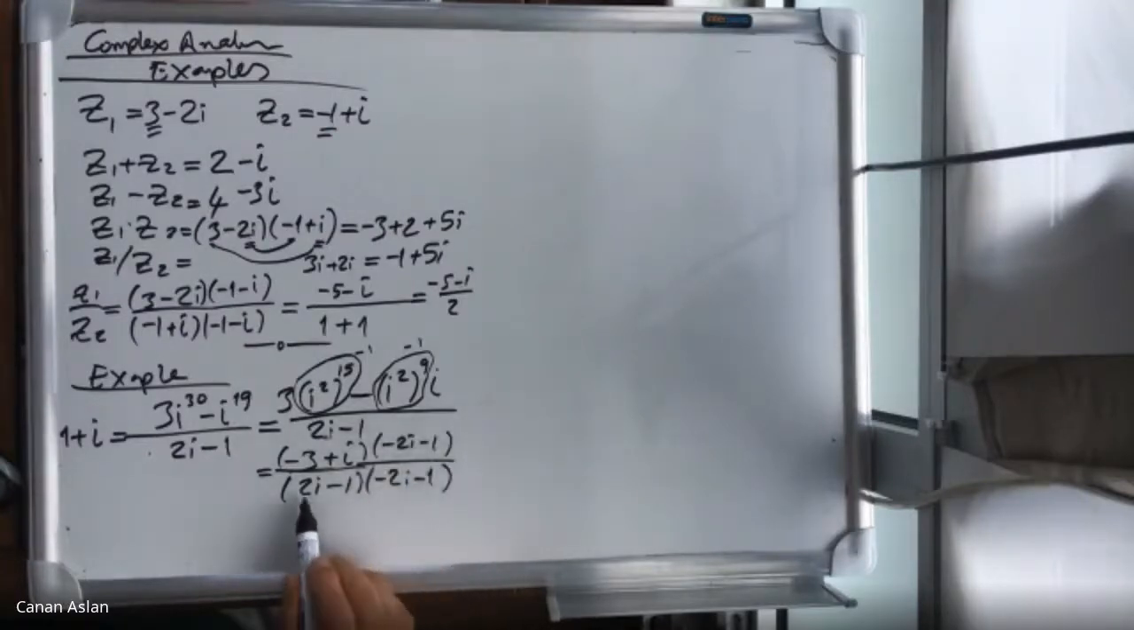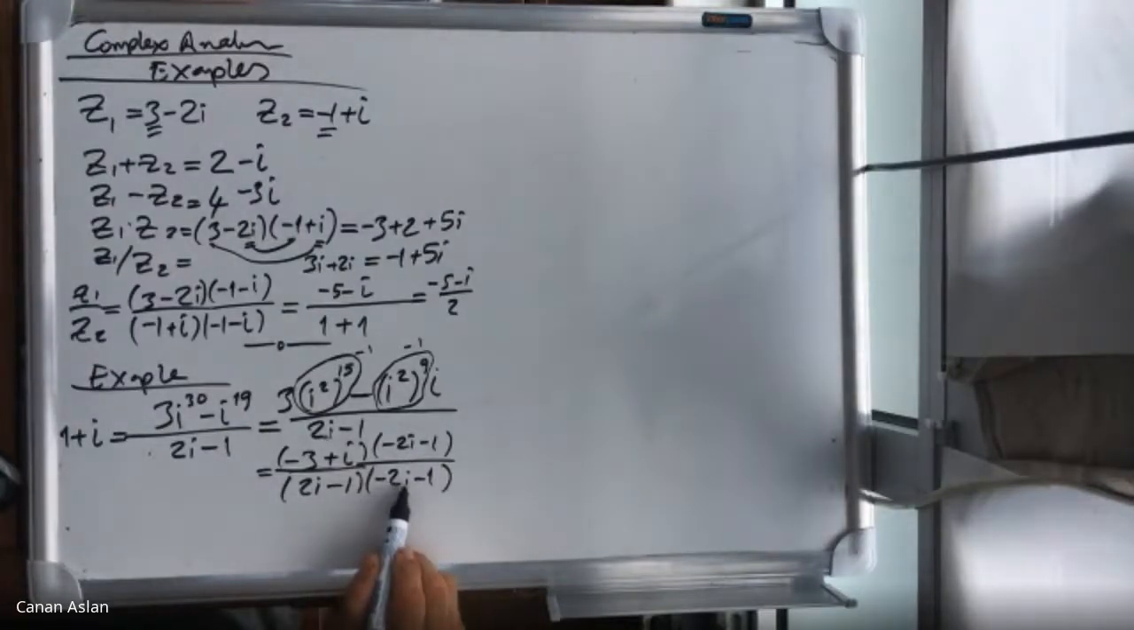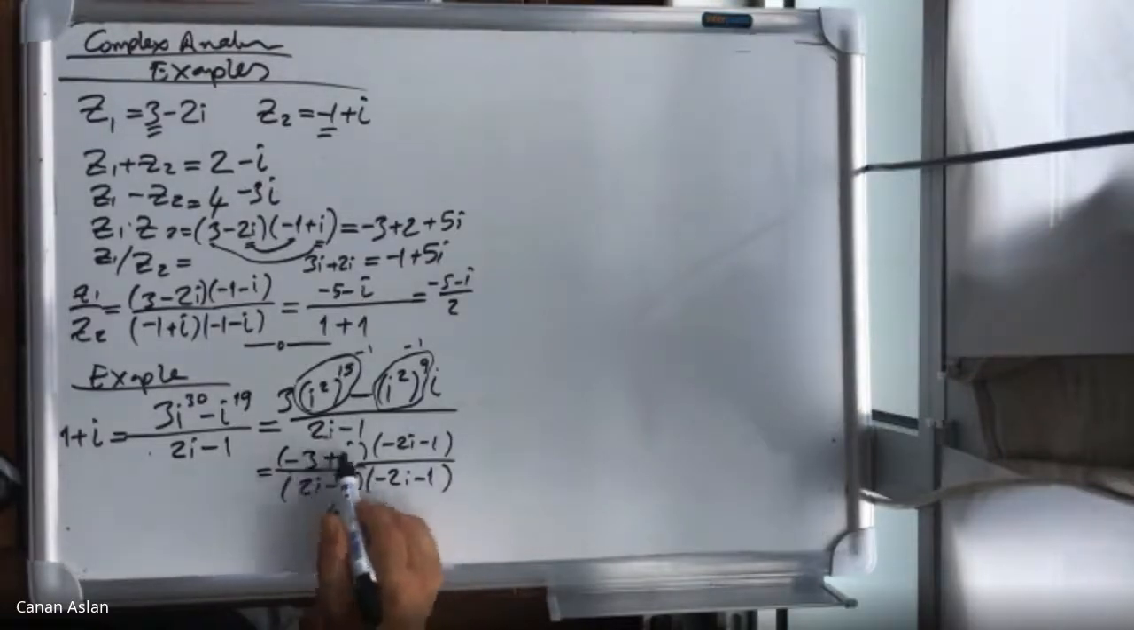Minus 2i minus 1 on the top. So now the denominator gives you 2i times minus 2i, which is 4i squared with a minus sign, and it's just 4, and then plus 1, 5. This always gives you a plus, the summation of two numbers. The denominator is 5. So what about the top?